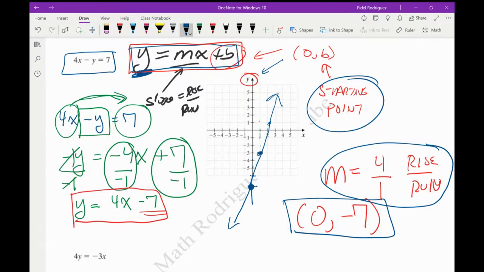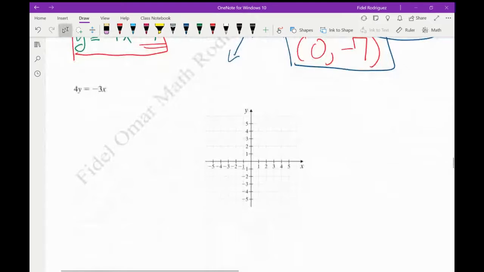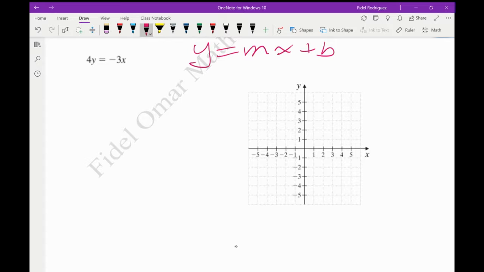Okay. So looks like we got another one here. So let me scroll down to this one. And all I'm doing here, y'all, I'm playing the same game. Remember what it is I'm trying to do. I'm going to try to take my equation and put it in this format right here. Okay. So again, this is being solved for y. So if I'm going to solve for y, I'm going to divide both sides by 4. And we end up with y equals negative 3 over 4 x.